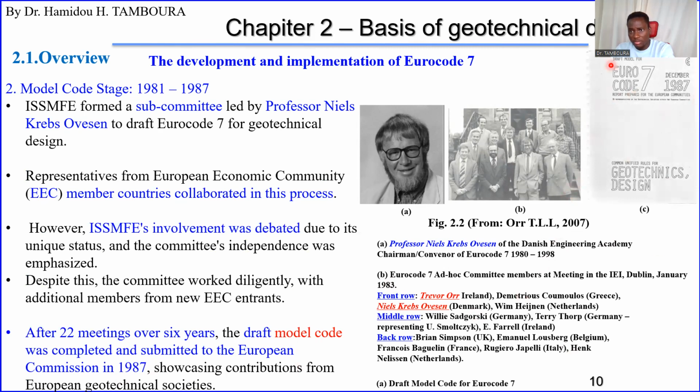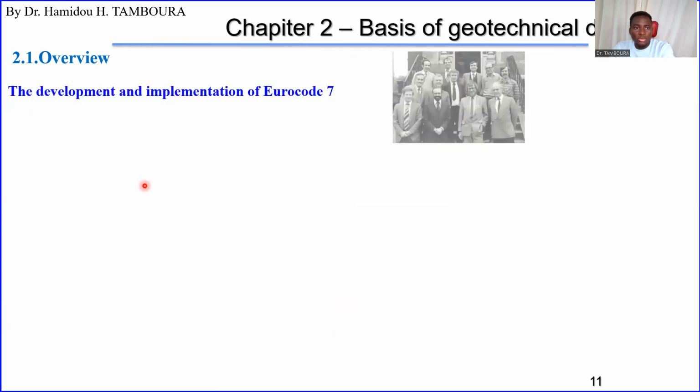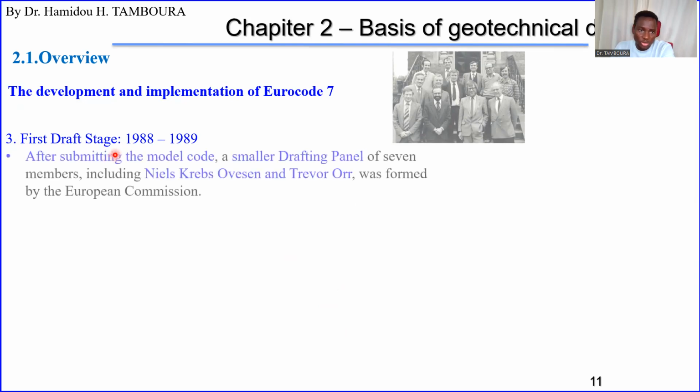This was the first draft they submitted, this photo. Okay, after 22 meetings in 6 years. So we can read here, Eurocode 7, December 1987. The report prepared for the European Committee. So after this first part, we have also the first draft, because the first submission was just about the code, and after the code comes the first draft.